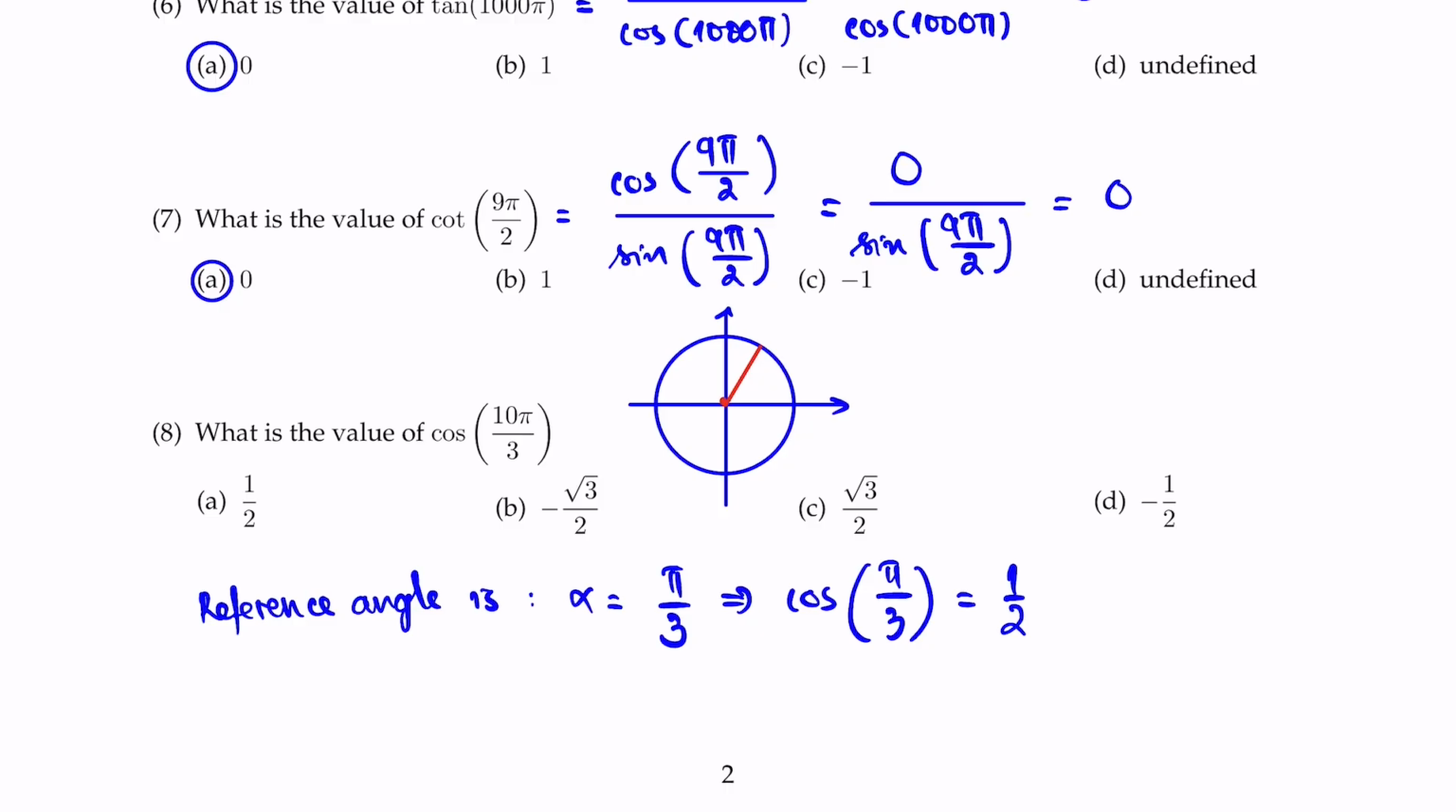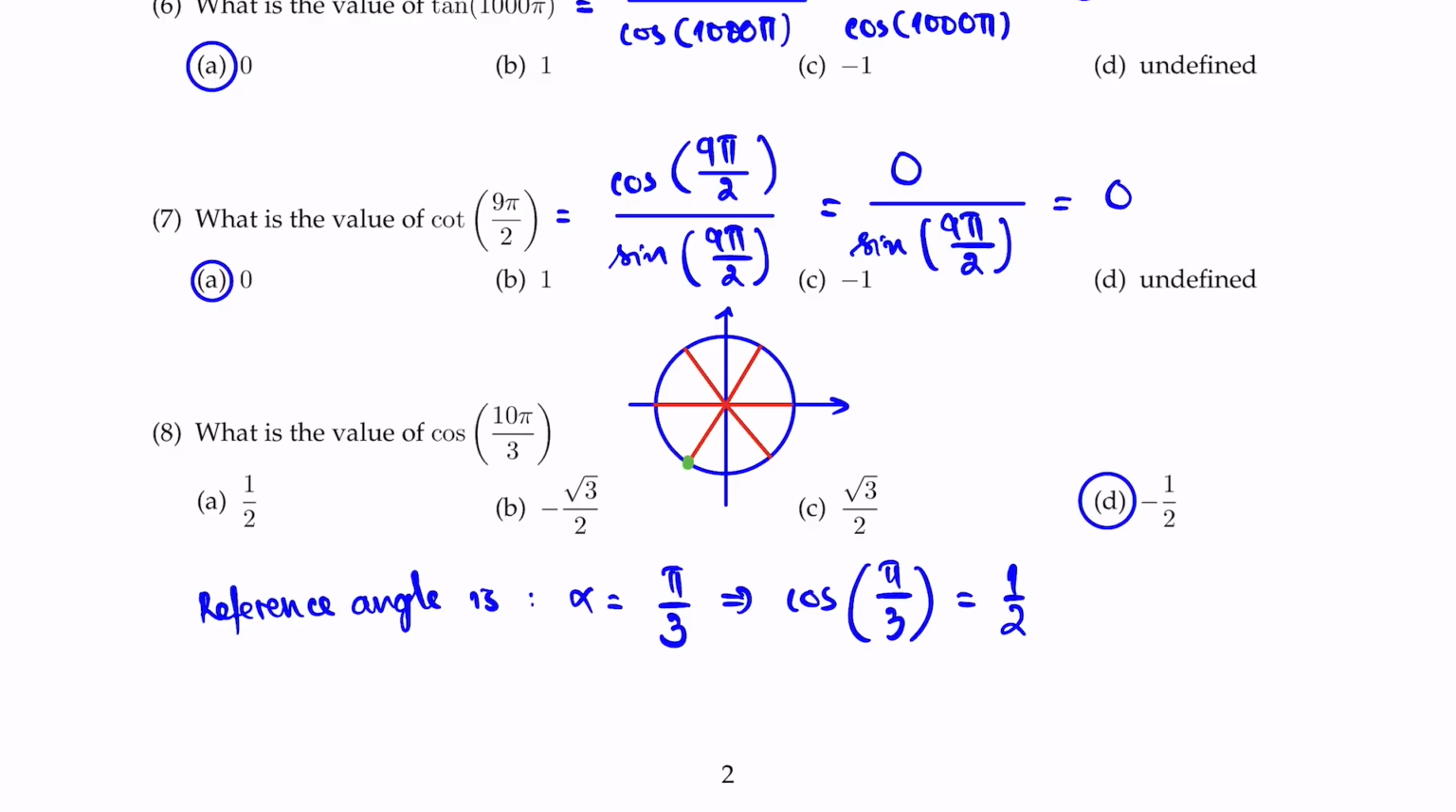So here, 1 pi over 3. This is 2 pi over 3. This is 3 pi over 3. This is 4 pi over 3. This is 5 pi over 3. This is 6 pi over 3. Then 7 pi over 3, 8 pi over 3, 9 pi over 3 and 10 pi over 3. So the angle 10 pi over 3 is in the third quadrant, and therefore the answer should be -1/2.